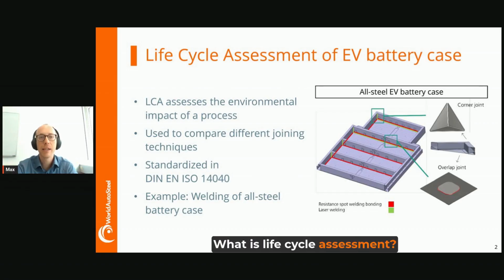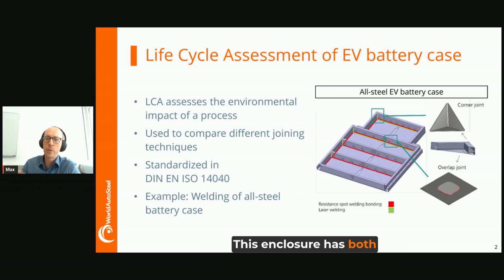What is life cycle assessment? Life cycle assessment is used to assess the environmental impact of a process. And with it, if you apply it to welding and joining, you can compare different joining processes in terms of their environmental impact. The whole process is standardized in ISO 14040. And here we're going to use an all-steel electric vehicle battery enclosure as an example. This enclosure has both resistant spot weld bondings and laser welds with and without filler wire. So we have some different techniques to compare.